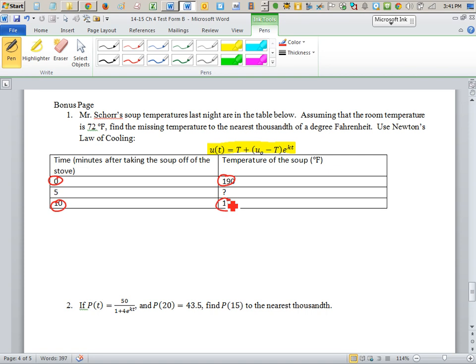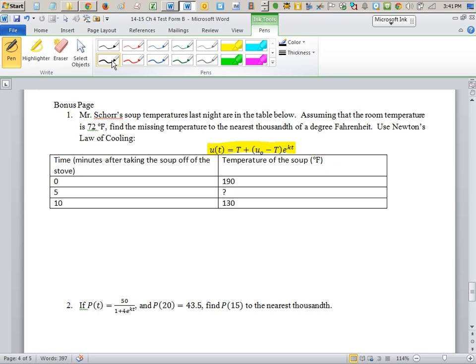So what you cannot assume is, oh, it dropped 60 degrees in the first 10 minutes, therefore it dropped 30 degrees in the first 5 minutes. No, that's called using a direct proportion when you're not supposed to. Okay, these are exponential growths, not linear growths. So what you want to do on this is start with the law.